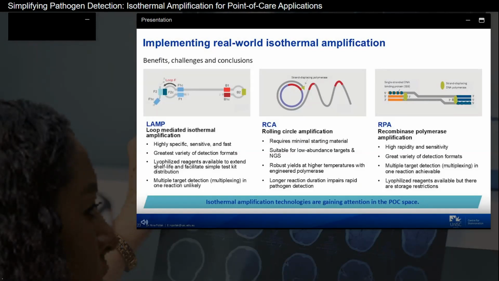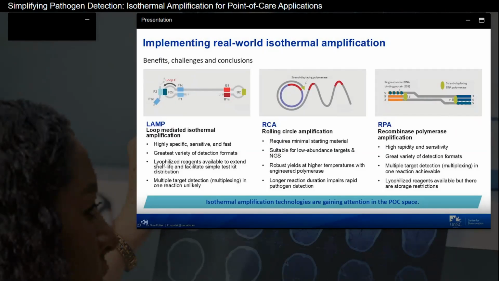RPA is fast, sensitive, and versatile in terms of detection formats. Unlike LAMP, multiplexing is achievable in one reaction. However, while lyophilized reagents are available, they come with some storage restrictions.